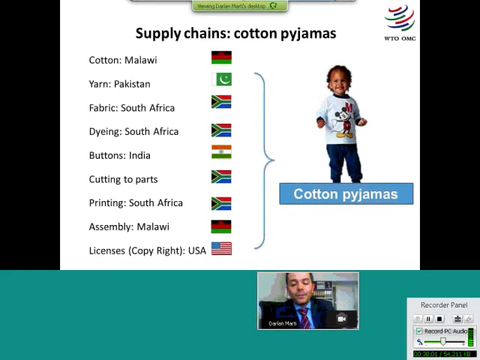So let me leave you for a minute to think about this. How could we come up with a rule of origin for a fairly simple good? These are cotton pyjamas, but you have the case in which the cotton comes from Malawi, the yarn comes from Pakistan, the fabric comes from South Africa, and it was also dyed in South Africa. You have buttons coming from India. The South African manufacturer cuts it into parts, prints the motifs that you see, and then all these different parts are assembled in Malawi before being exported, and they also pay copyright licenses to the United States because they're utilizing, as you see there, material from the Disney company. How could we then determine what the origin of this good would be? Think a little bit about that.